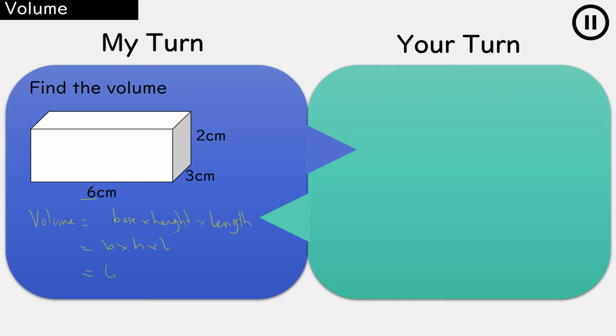Base is 6. Height, it goes up by 2 centimeters, and the length is how far it goes back, which is 3. 6 times 2 times by 3, 36 centimeters. And just notice the units here, centimeters cubed. Look in the formula, we've got 3 things times together, so we've got centimeters to the power of 3, centimeters cubed.